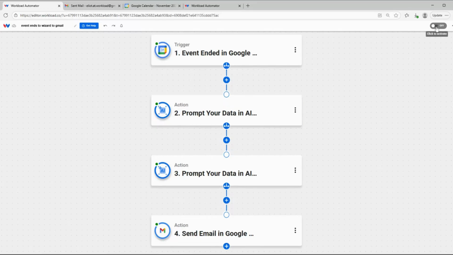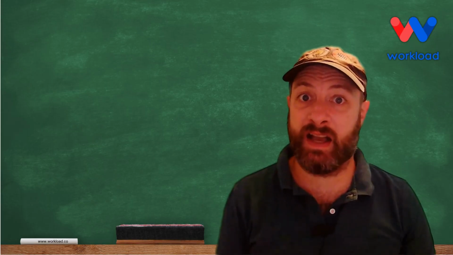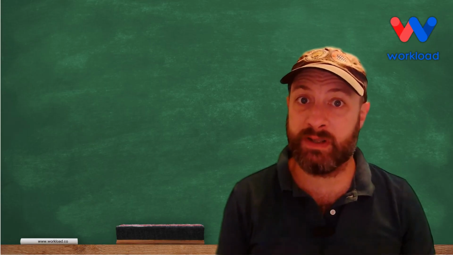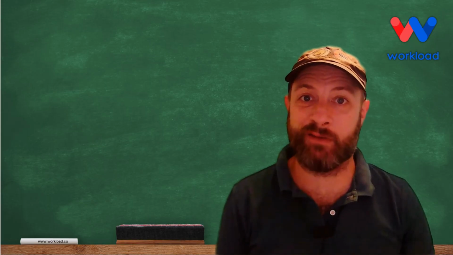And now, whenever an event has ended in Google Calendar, the AI wizard by Workload will consolidate the email addresses of the attendees and then create a thank you email to send through Gmail. That's how I can use the AI wizard by Workload to compose an email automatically whenever an event ends in Google Calendar.